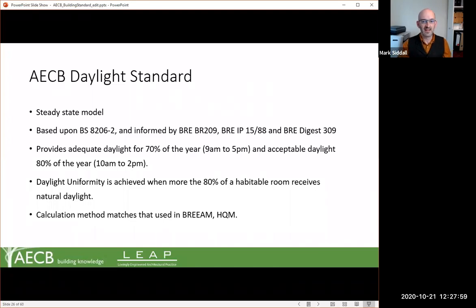So you can get all of that daylight in, but you could still have quite a gloomy room if it was too deep and dark at the back. Daylight uniformity considers this, and what we're targeting is making sure that the lighting uniformity in the room is more than 80% in all of the habitable rooms. The calculation method, because it goes back to the British standard, can also be used in BREEAM and HQM, Housing Quality Mark. So if you're using the AECB Building Standard and also looking to integrate it with some of these other standards, you've got some common points of reference in terms of daylight calculation methods.